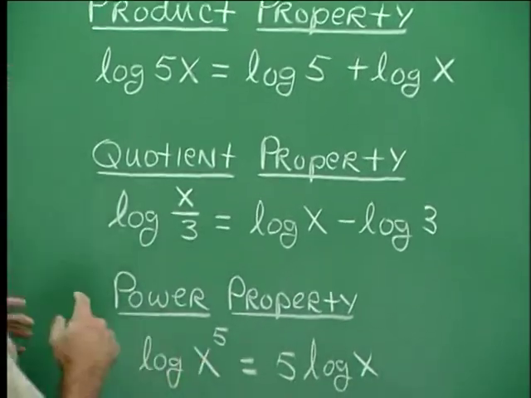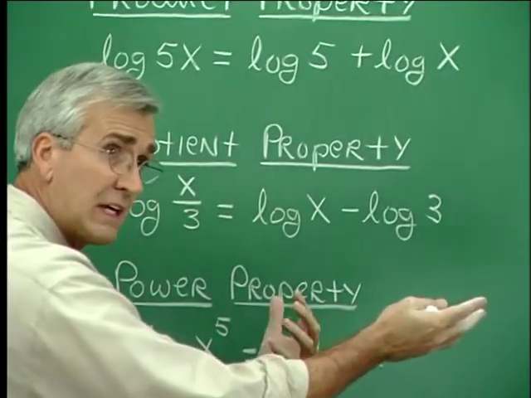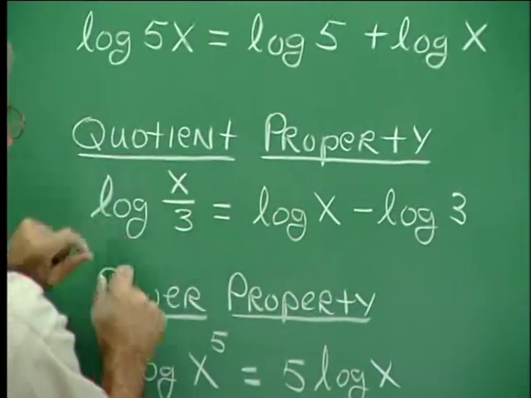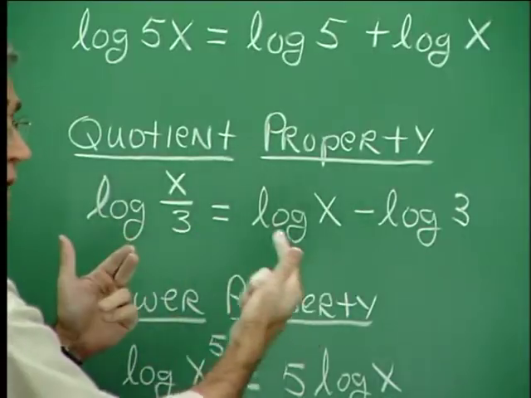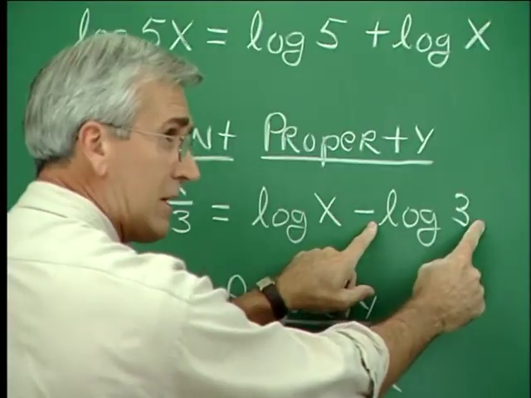Okay, the quotient property. The quotient property works like this, that when we are dividing and we have like bases, we subtract exponents. Okay, when we take the logarithm of a quotient, it is the difference of logarithms. It is the log of the numerator minus the log of the denominator.